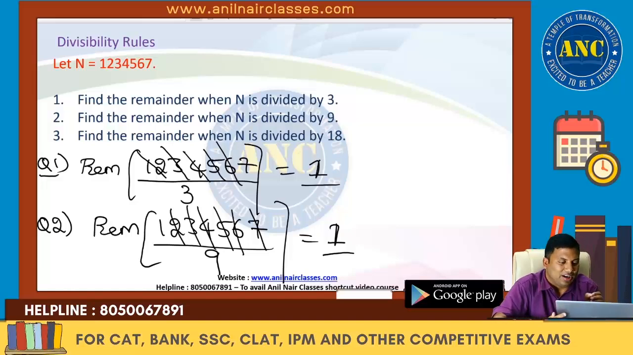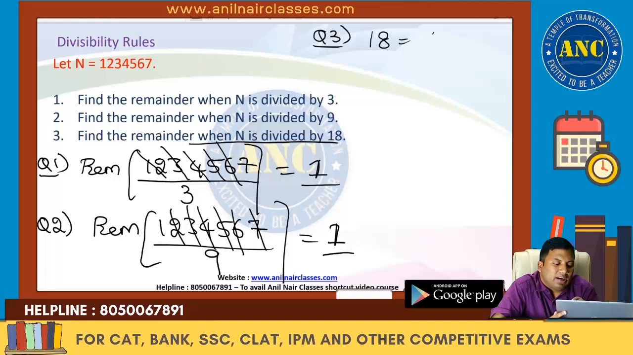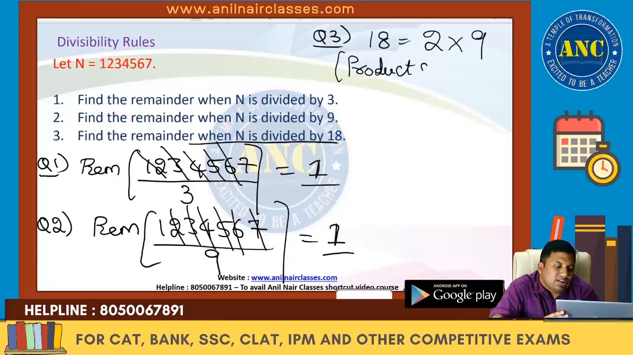Now see, question 3. Find the remainder when a number is divided by 18. 18 can be written as a product of two coprimes, 2 and 9. I hope it is clear. Always whenever a composite number is there, write it down as a product of two coprimes. 15 is 3 into 5. 24 is 3 into 8. 40 is 8 into 5. So 18 is 2 into 9.